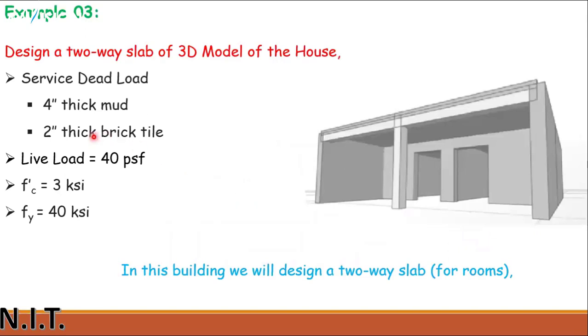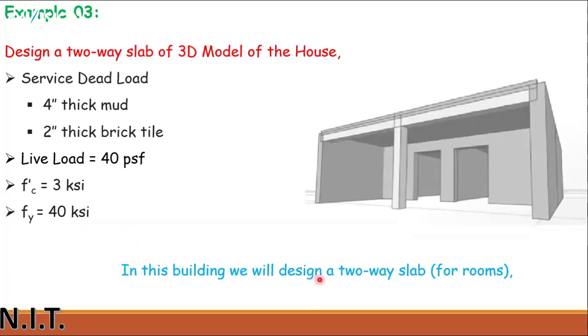While the surface dead load, a 4-inch thick mud layer, is applied on the surface of the slab, a 2-inch thick brick tile layer is also applied. Live load is also available, that is 40 psf, pounds per square feet. FC prime is 3 ksi. 3 ksi means 3000 pounds per square inch, or 3 kilo pounds per square inch. Fy is 40 ksi, 40 kilo pounds per square inch.